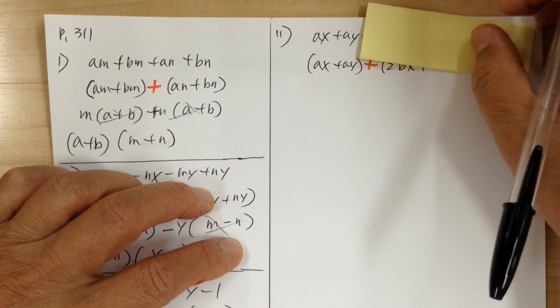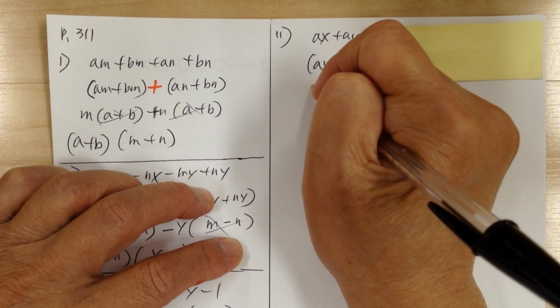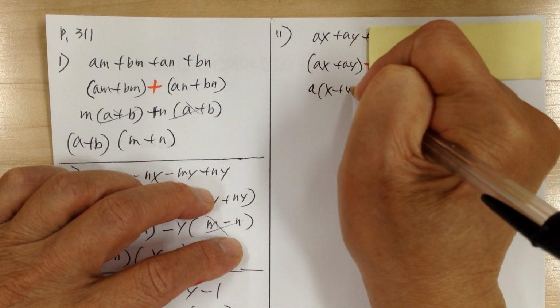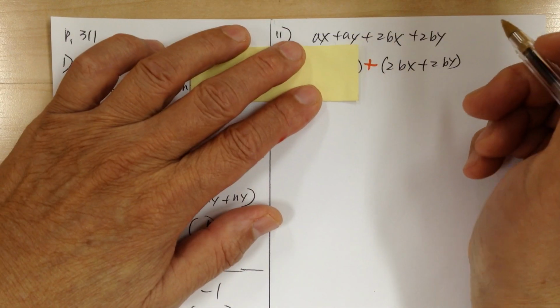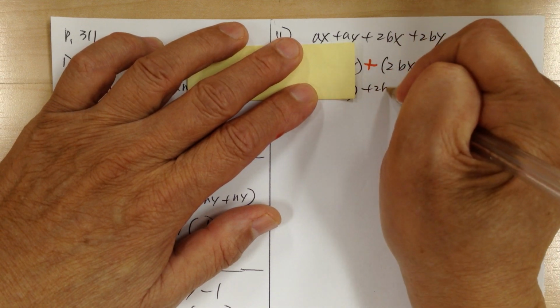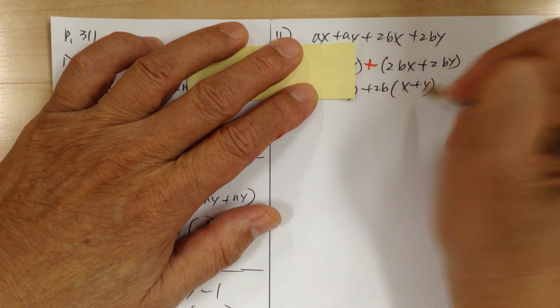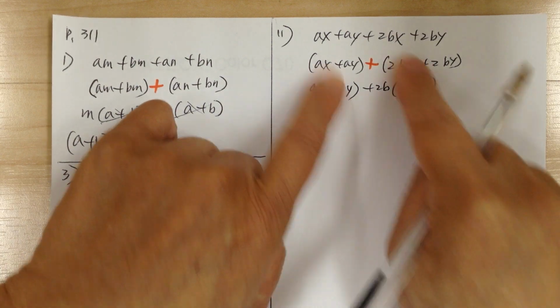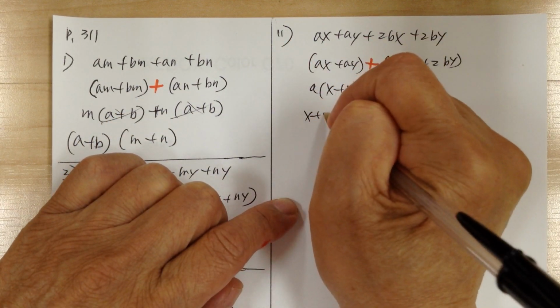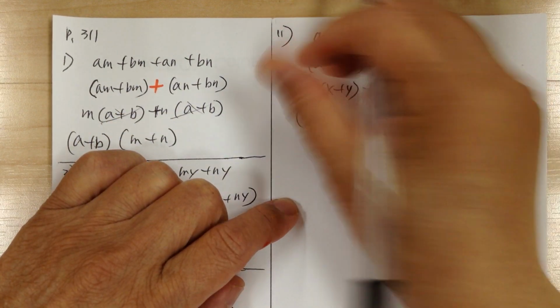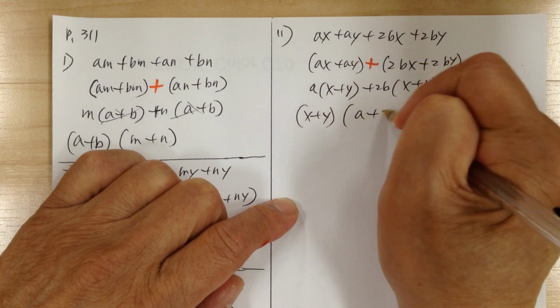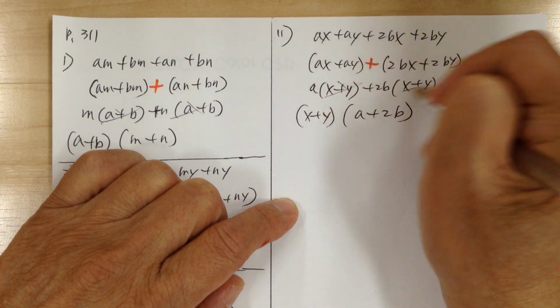Okay, so first group, you can factor out the a. So you got x plus y. The second group, you can factor out the 2b. So you got x plus y. Then after that, you got x plus y, so you can factor out the x plus y. So when you factor, it's gone. So the leftover would be a plus 2b. Okay, so this is gone, right?